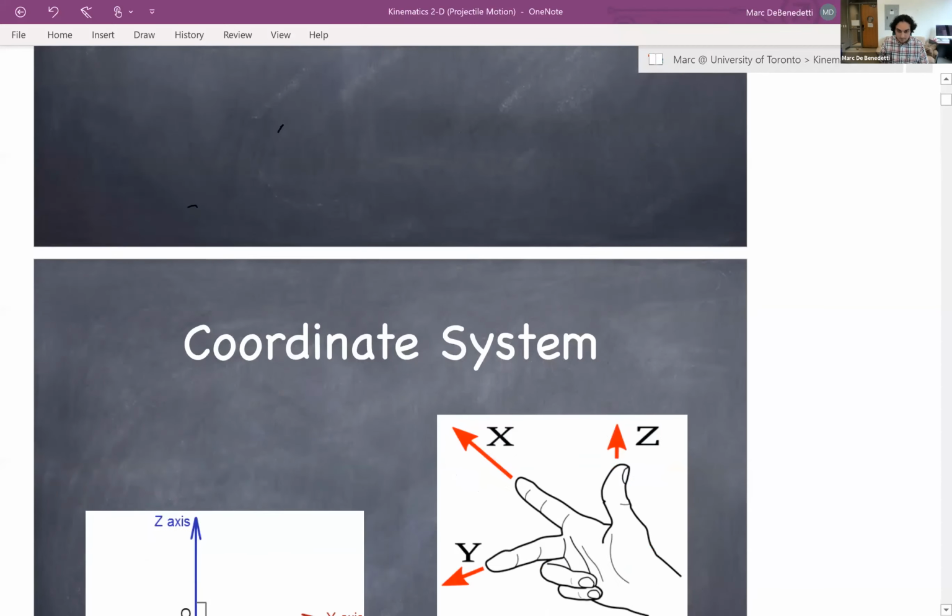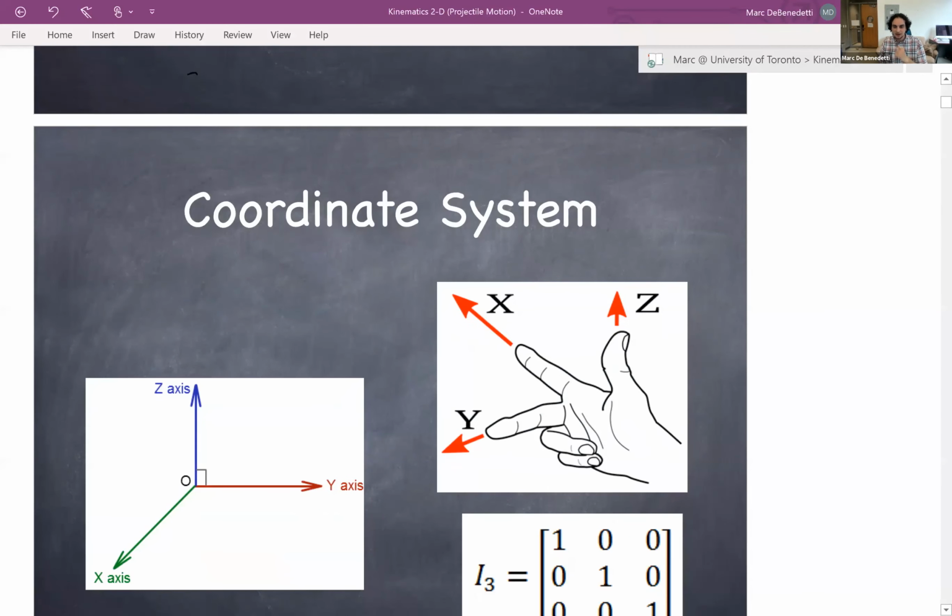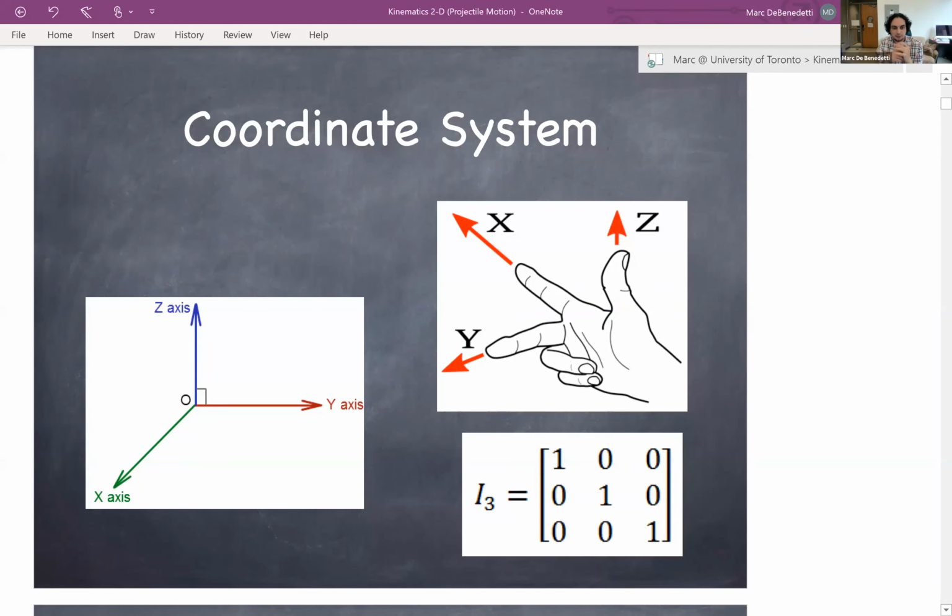Now, in order to talk about this, we need a coordinate system. Now, a little bit of background. We were fully able to describe the motion in one dimension with constant acceleration using those 5 equations. However, in 2 dimensions, those 5 equations aren't necessarily good enough, right?